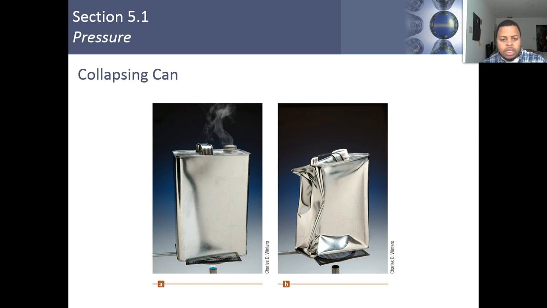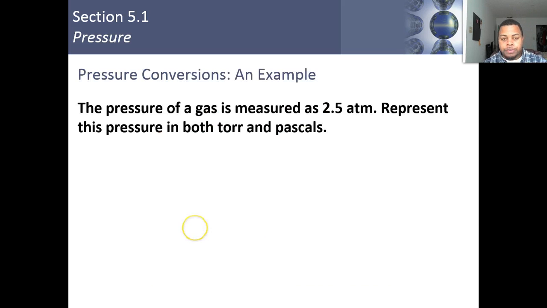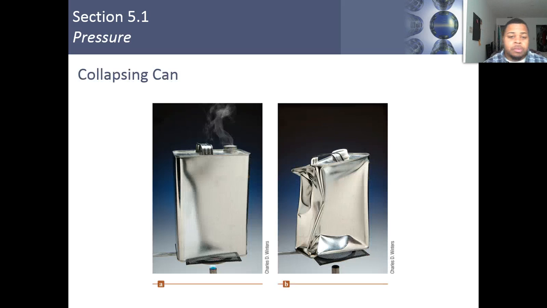Now, here's a classic experiment that we actually do called the collapsing can. We want to look and see what actually happened to go from this full can, as you can see there's some steam coming out of, to all of a sudden it being crushed. What's the difference between the picture? Now, oops, let me go back.